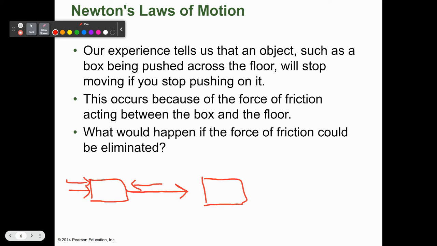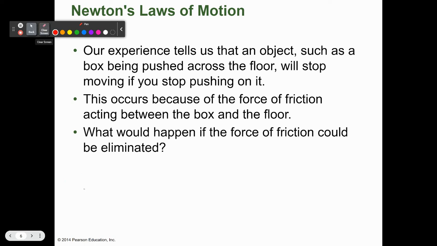If your force stops, if we take away that force, then the friction is going to cause that box to stop moving, and it's just going to stay stationary. So if we eliminated the force of friction, then if we started pushing the box, it would just keep on moving, even without us continuing to push on it, because there wouldn't be another force of friction acting against it to counteract our force. So it would continue to move.